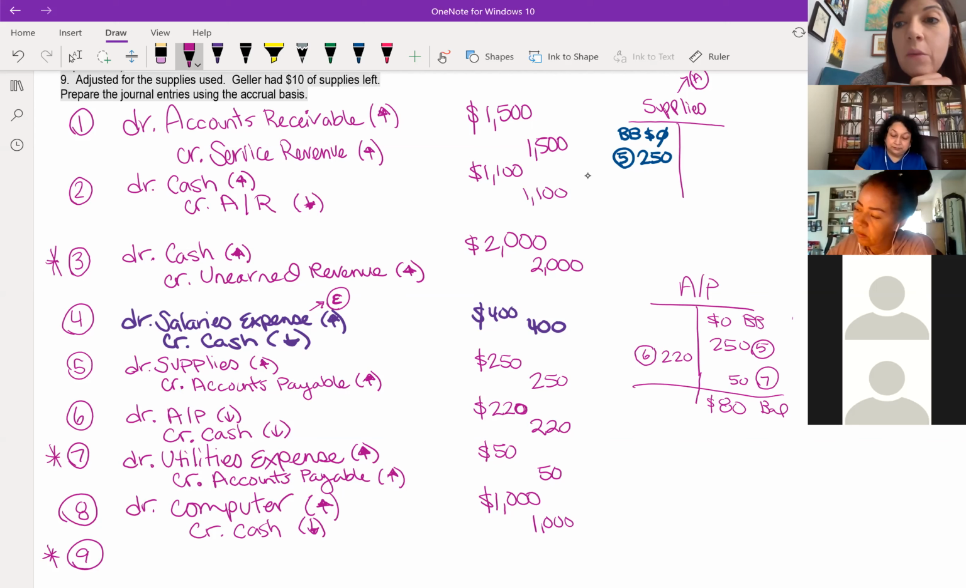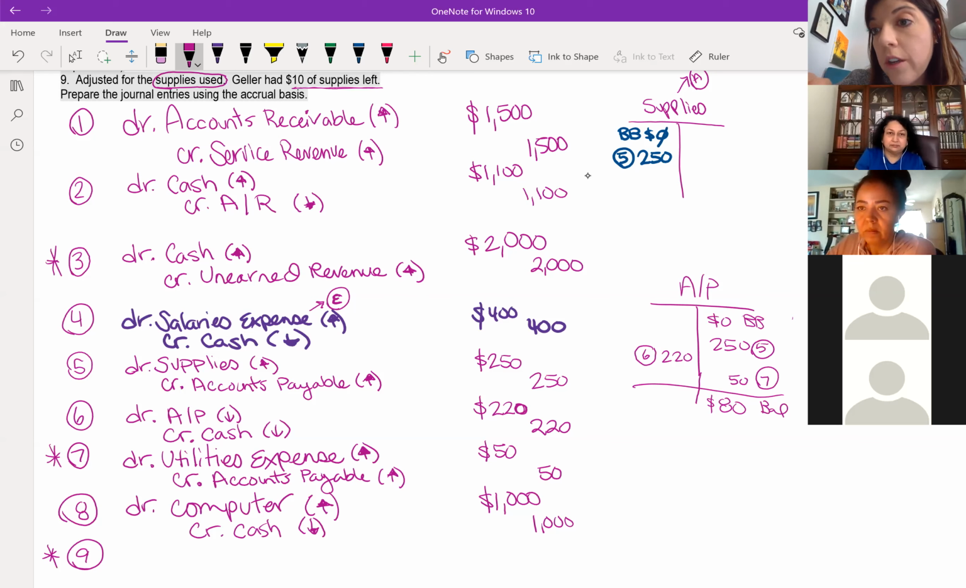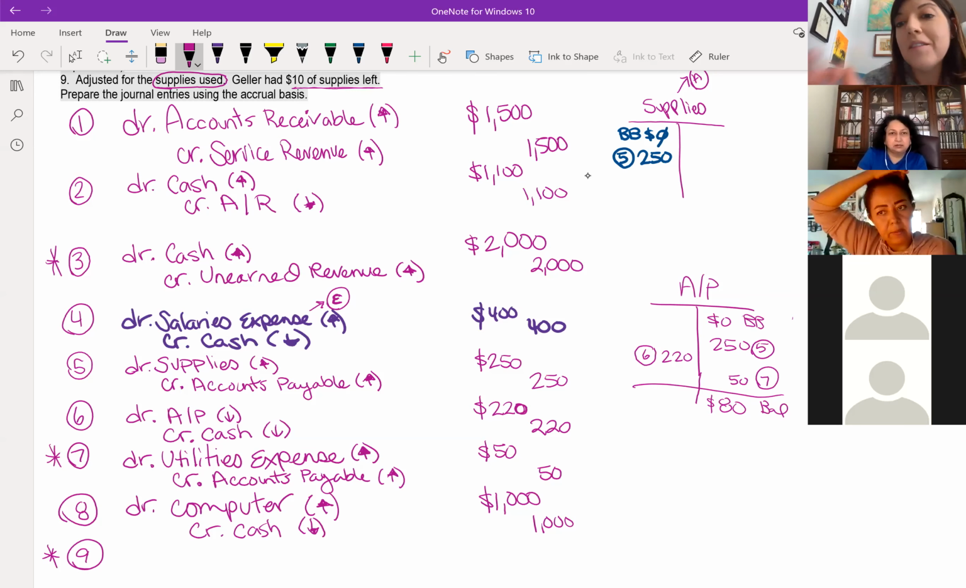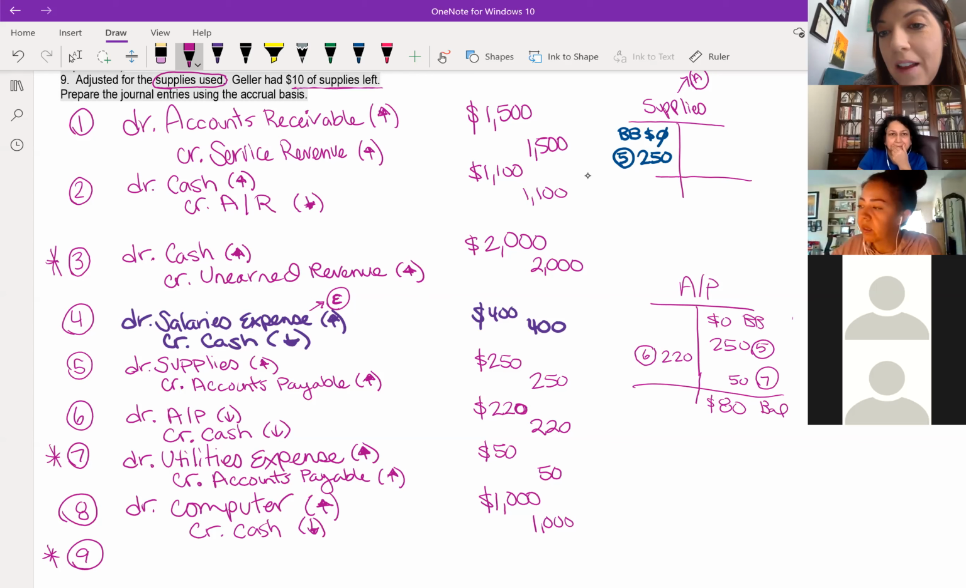For number 9, we adjusted for the supplies used during the period. Geller had $10 of supplies left. Does that mean that's how much she used, or how much our ending balance of our supplies account should be? It's the ending balance for the month.